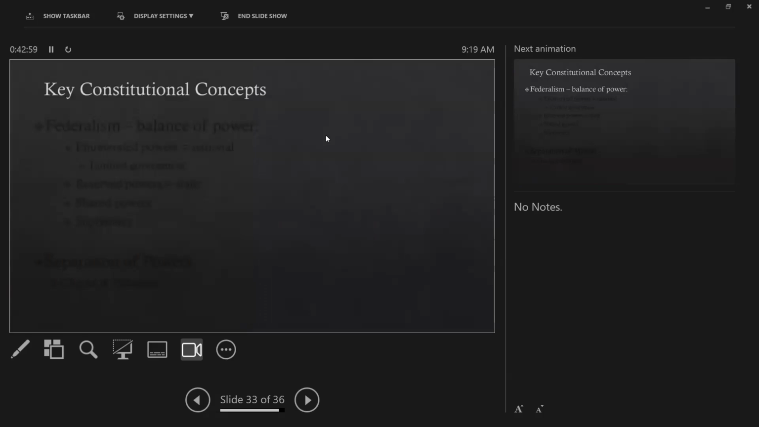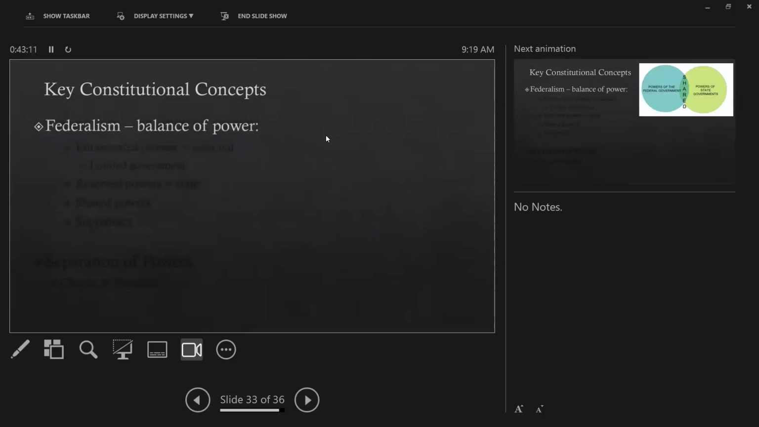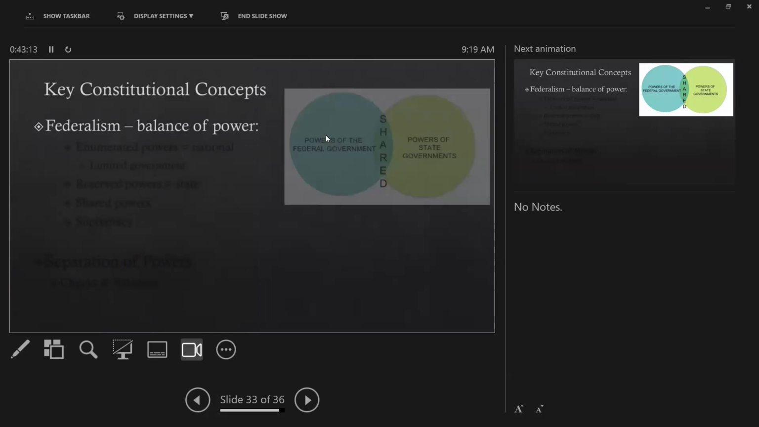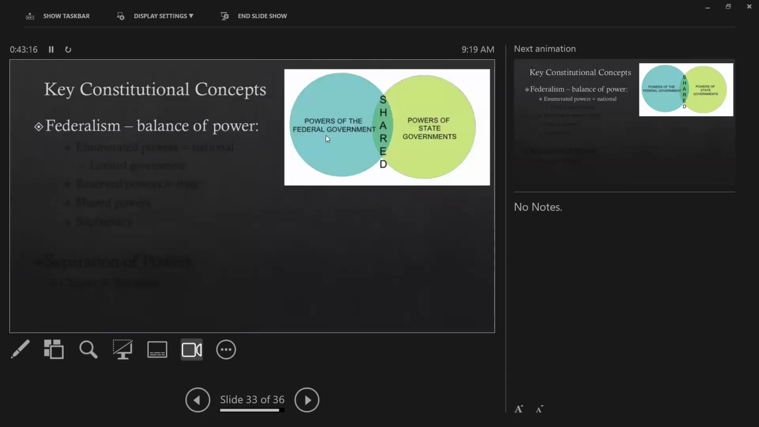Okay, so next we're going to talk about some key concepts that run throughout the Constitution. And there's 2 in particular. You'll want to commit these to memory. The first is federalism. Federalism refers to the balance of power between state governments and the national government, or you could say national, state, and local governments, because we do have local municipalities, cities, counties, towns, and whatnot. They're part of this federalism as well.